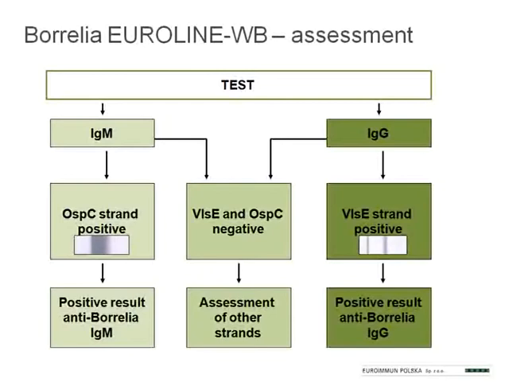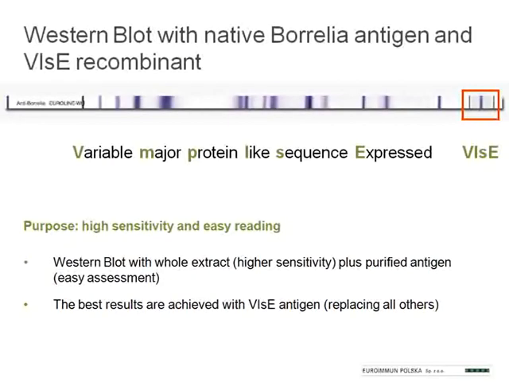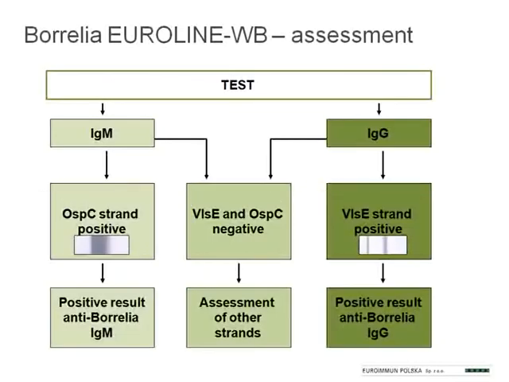And what is the big advantage of such a solution? The high sensitivity. We increased the sensitivity about 12% in contrast to classical Western blot, and now this test is much easier to read. Why? Because if we do the test in IgG and you see VlsE positive, this is a positive result. You don't have to take care of the rest of the antigens. The same situation is in IgM. If you see a positive OspC, you release a positive result in IgM.